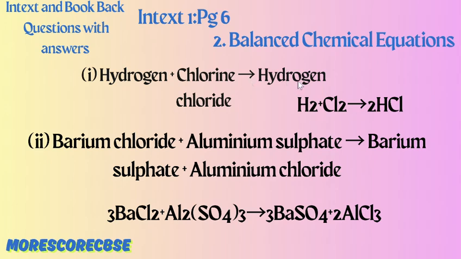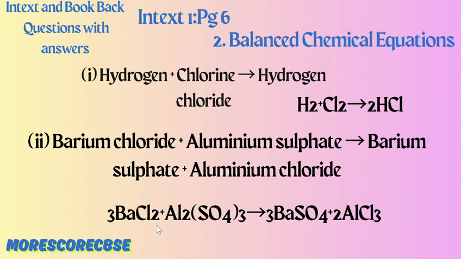Okay, next, balance the chemical equation. Hydrogen plus chlorine giving hydrogen chloride. Here there are 2 atoms of hydrogen and 2 atoms of chlorine, so we balance it as 2 molecules of hydrogen chloride. Next, barium chloride plus aluminium sulfate gives barium sulfate and aluminium chloride.